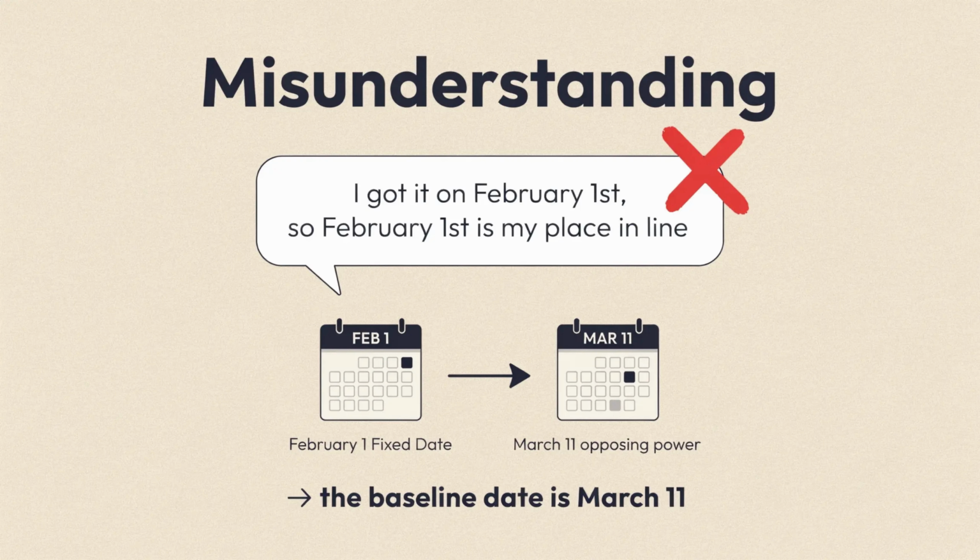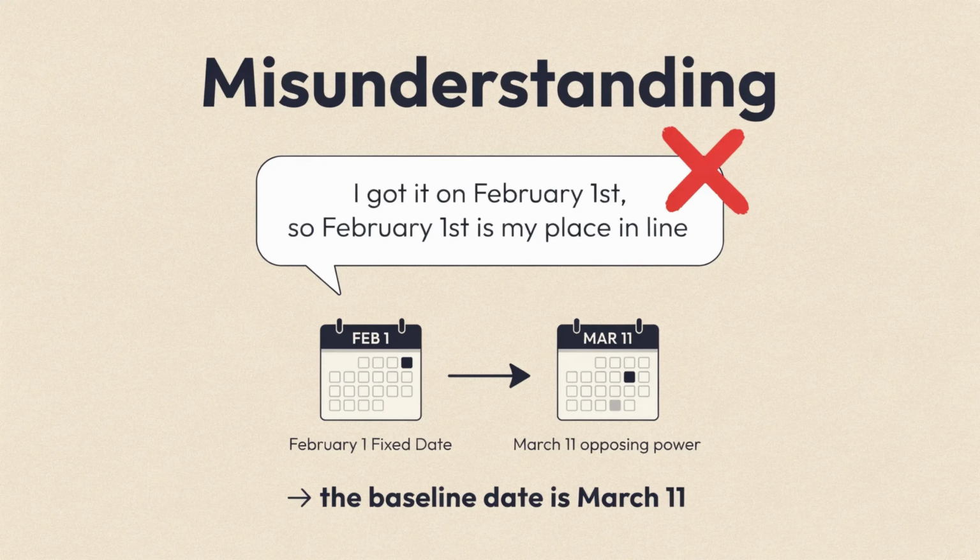The thought is that getting a fixed date early, on the signing day, sets the order from that day. That is not the case. Suppose a contract is signed on February 1st and the fixed date is obtained the same day. On March 10th, the lessee moves in and files the report on change of place of stay. Opposing power begins the next day, on March 11th.